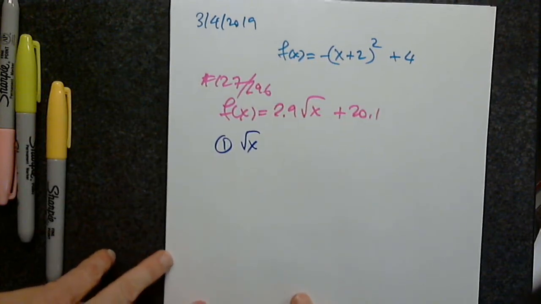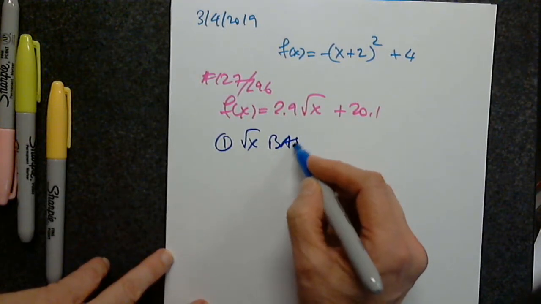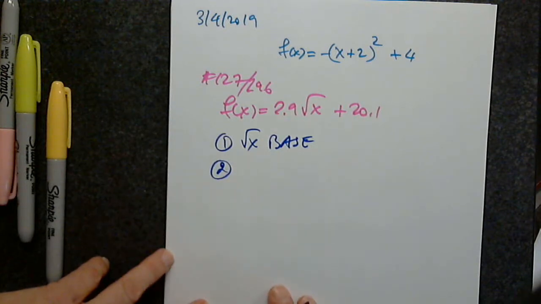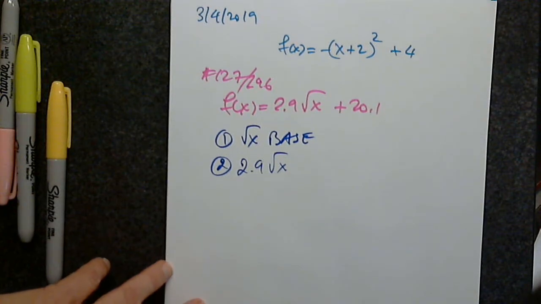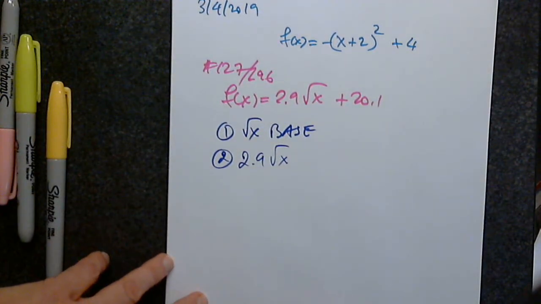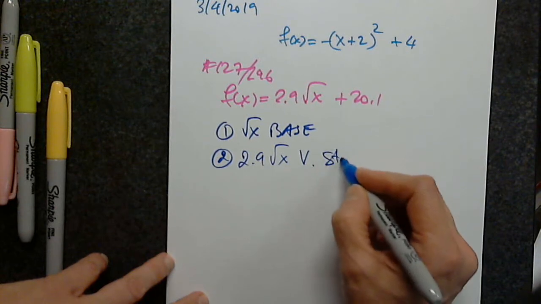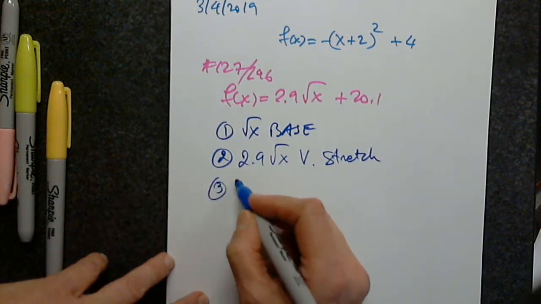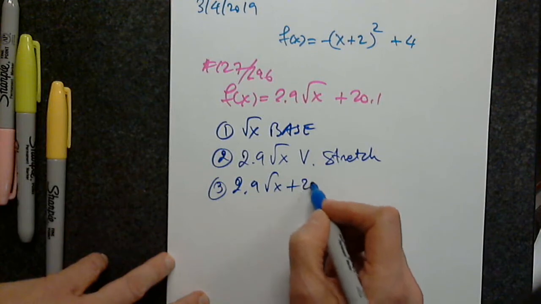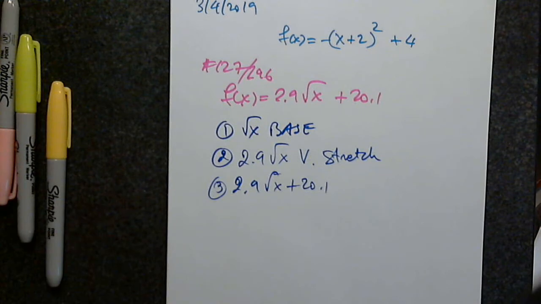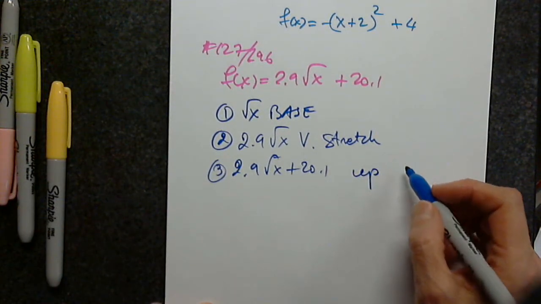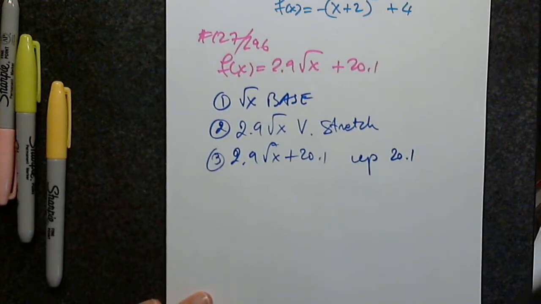So first, the square root of x is the base function. And then number two, in order of transformations, is 2.9 times the square root of x. What will this do to the square root of x? Yes, a vertical stretch. Very good. And number three, 2.9 times the square root of x plus 20.1. What does this transformation do to the graph from number two? Vertically up 20.1. Very good. Excellent.